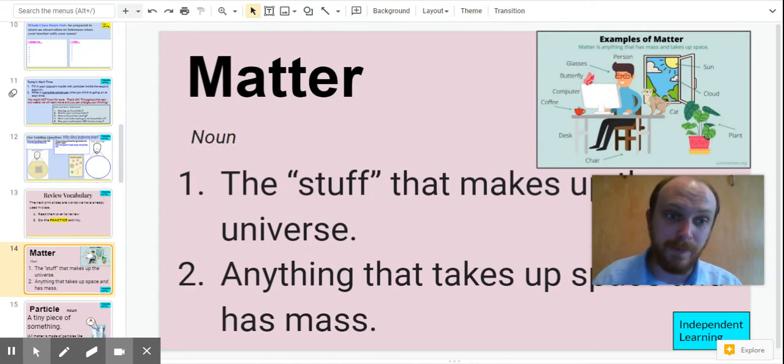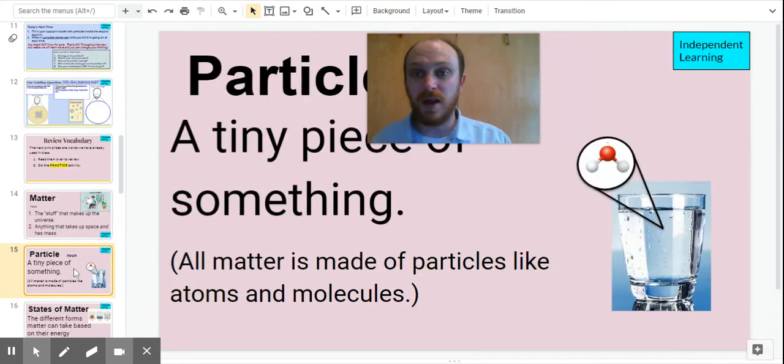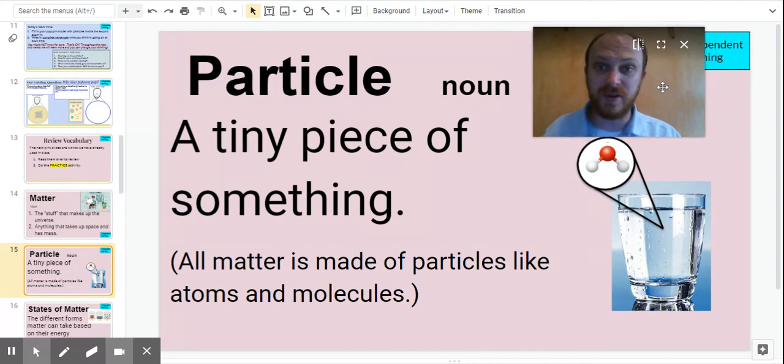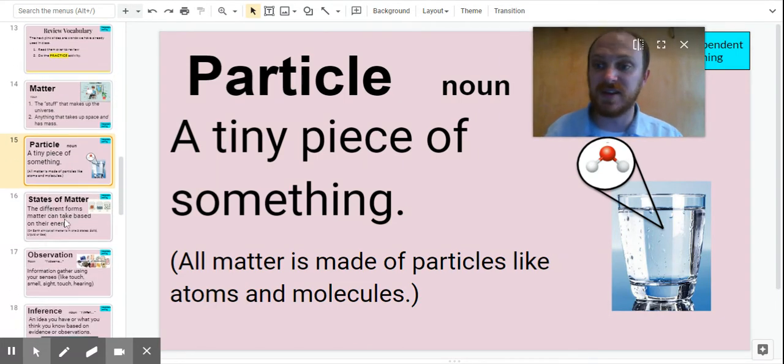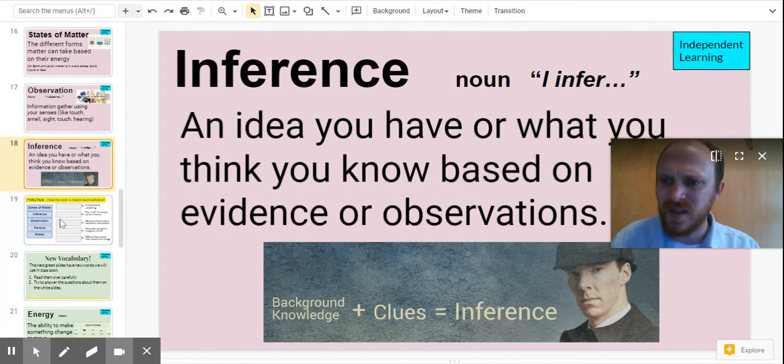So here, matter, get out of the way, Mr. Murphy, sorry, is the stuff that makes up the universe. Look at the picture. Here are particles. These are nouns, a tiny piece of something, states of matter, observations, inference. You can read these. I'm not going to read them to you right now.